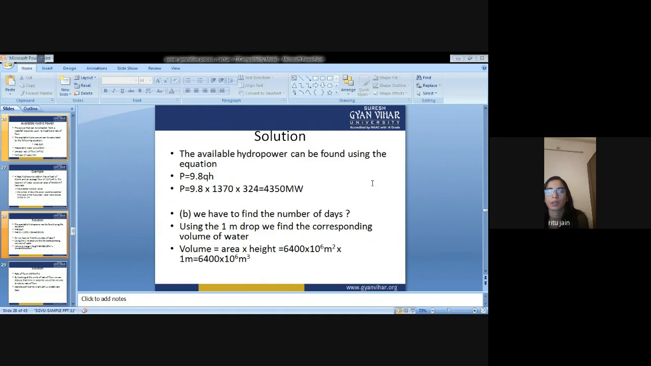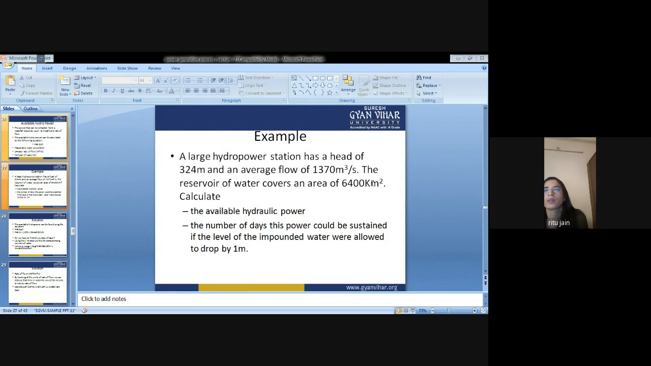Now, the second thing you have to calculate: the area of the reservoir is given in the question. It is asking for the number of days this power could be sustained if the level of the impounded water were allowed to drop by 1 meter.